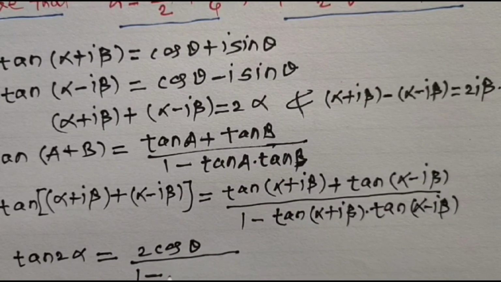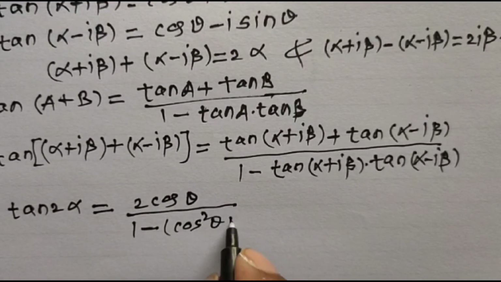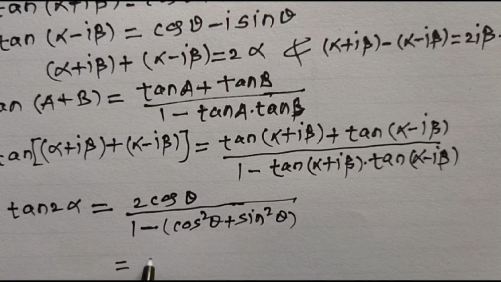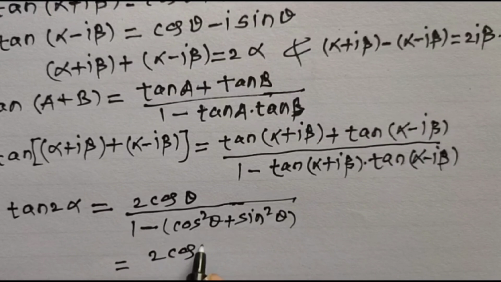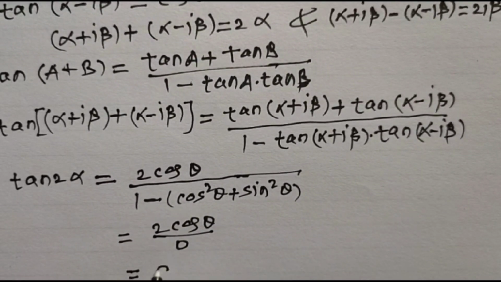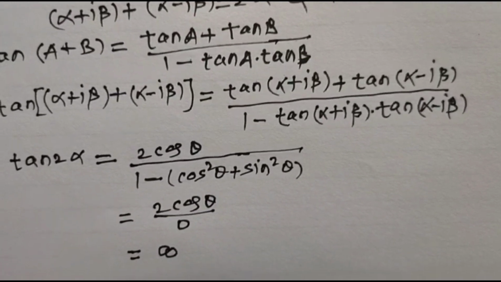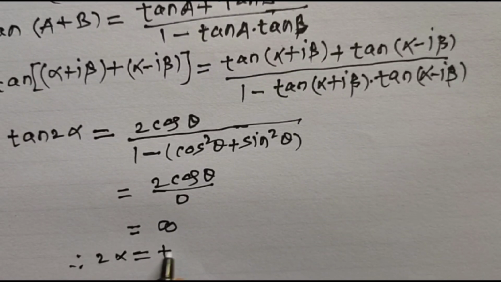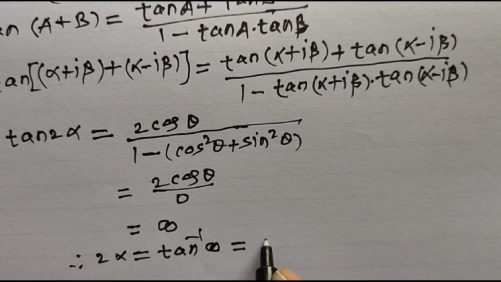This can be written as cos square theta plus sin square theta. Hence, this is equal to 2 cos theta upon 0. Okay, this is equal to infinite. Hence, 2 alpha is equal to tan inverse infinite. This is equal to pi by 2.